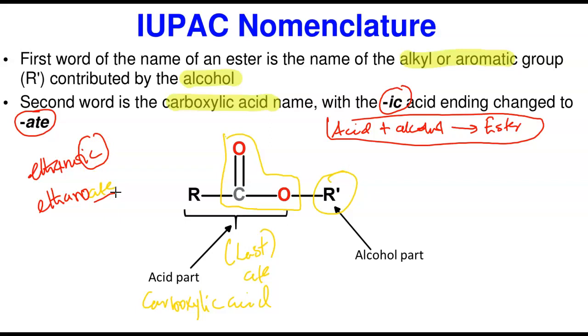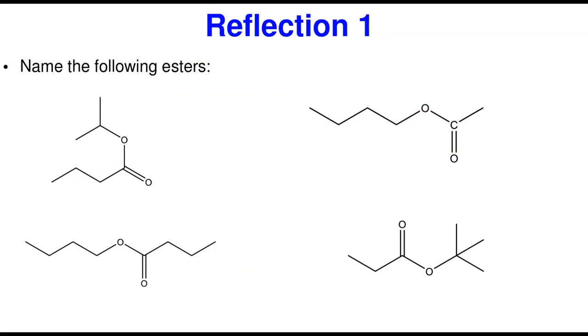Now let's take some reflection questions as examples to make sure we drive home this nomenclature. It says name the following esters. Remember what we said: the first part is the alcohol part. So you have to know the part that is contributed by the alcohol, and the part that is contributed by the acid. It is very, very easy to catch that. How do we catch that? Okay, look at what we do.